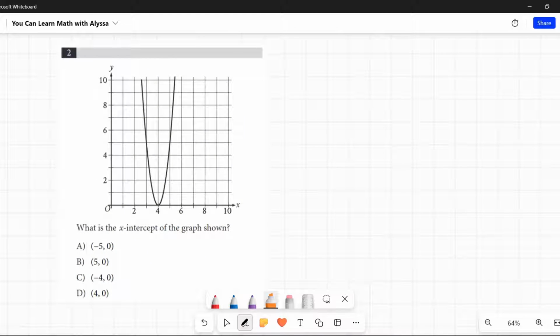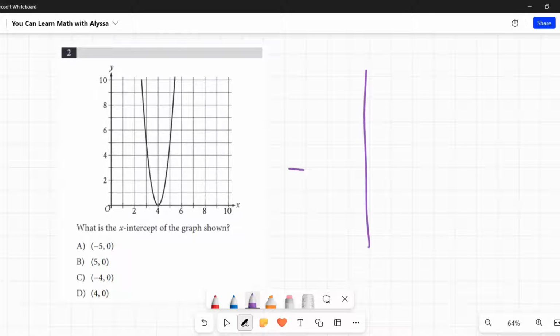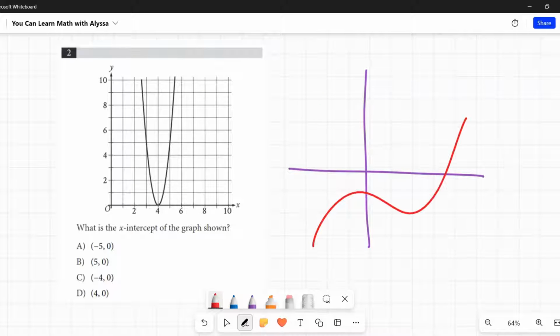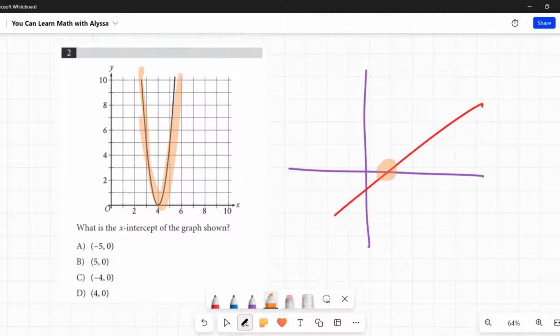Number 2, what is the x-intercept of the graph shown? On the xy plane, if I have a line or a parabola or anything else that's going around, the x-intercept is where it crosses or touches the x-axis. So they want you to look at this graph, look at this parabola, and notice this is the x-axis and go, where is it touching or crossing the x-axis? That is that point right here.